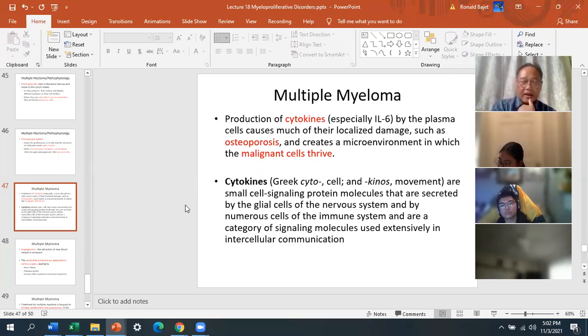So when you have excess cytokines, you're going to have bone problems, and it creates a microenvironment in which the malignant cells thrive. Okay, so you have bone problems, and then you have the presence of malignant cells. And that definition there is cytokines. You've seen it before, that these cytokines, they're not cells, they're proteins. It's a single cell signaling protein molecule that is secreted by the glial cells of the nervous system. Glial cells, as you recall, are the nerve cells, and they're the signaling molecules used in the intracellular communication. So they're important in cell communication.